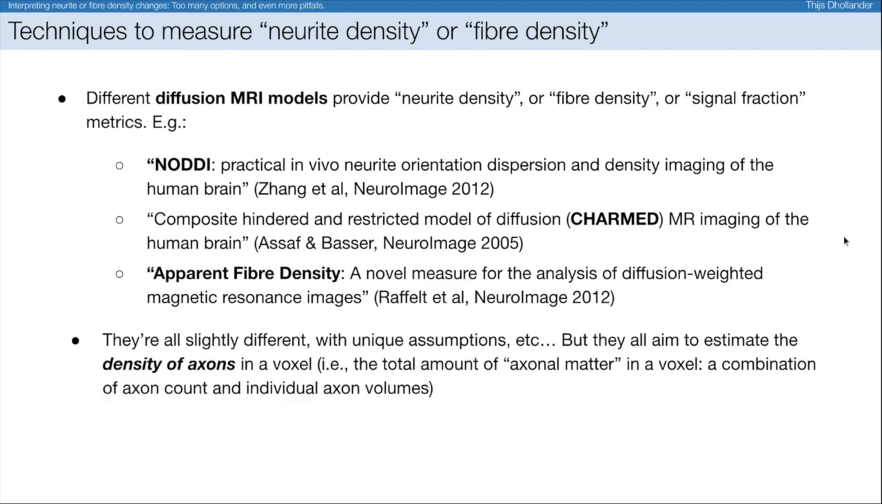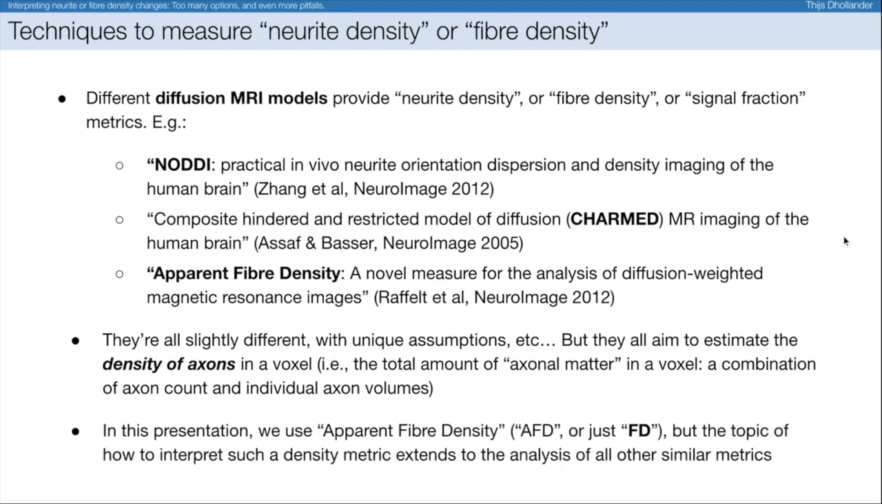So they're all slightly different. The models have different assumptions. That doesn't really matter. In the end, they aim to estimate some kind of a density metric of the axons in each voxel. So the total amount of axonal matter, which is modulated by the count of axons in a voxel, as well as the individual axon volumes. So in this presentation, I'll be relying mostly on the apparent fiber density metric, and I'll just be calling it fiber density for short. But the conclusions towards the second half of this talk on how to interpret density metrics and all the problems that come with it, they apply broadly to all the models above and any density metric.